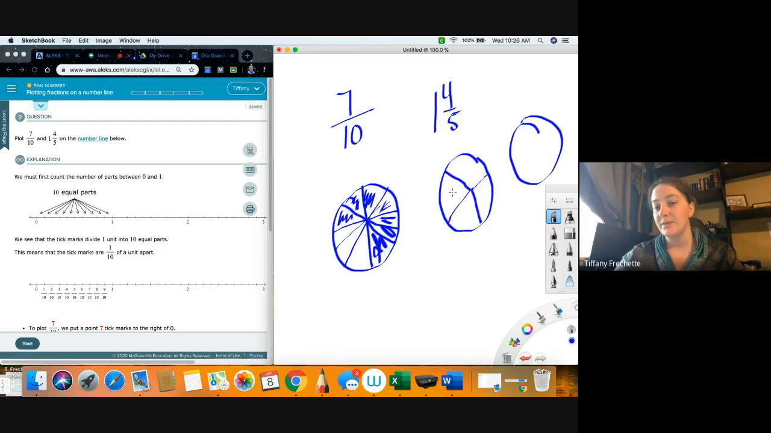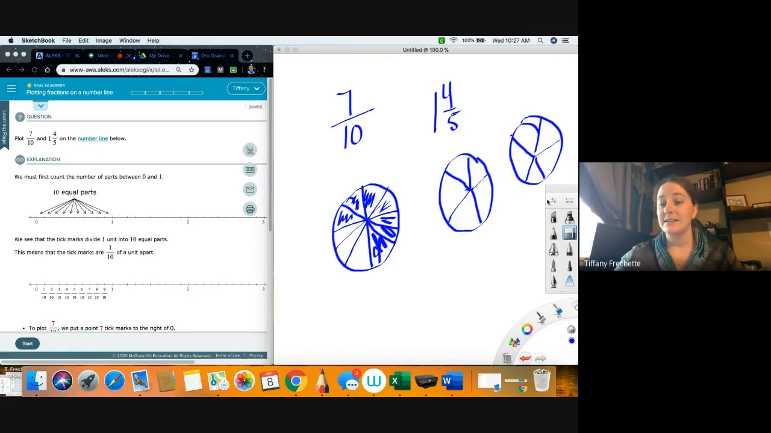1, 2, 3, 4. Oh, I didn't do a very good job there. I only did 4, so I'm going to divide this one up again. All right, close enough. All right, and then I have this one again. So I'm going to go like this and then like this. Okay, so I have 5 pieces and 5 pieces.